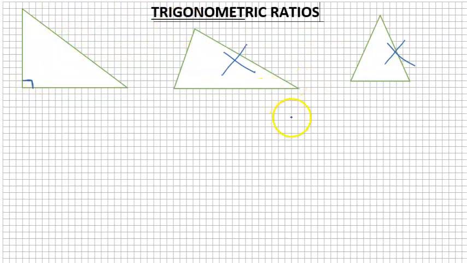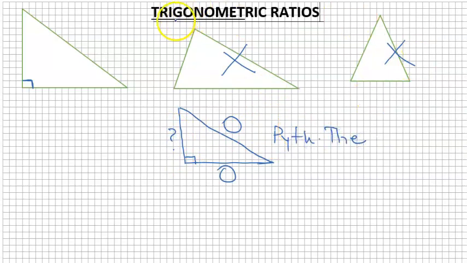In the Pythagoras theorem, if two sides are given and you have to find the third side, then you use Pythagoras theorem. When you are going to use trigonometric ratio, in most of the cases, you always remember it's one angle and one side.